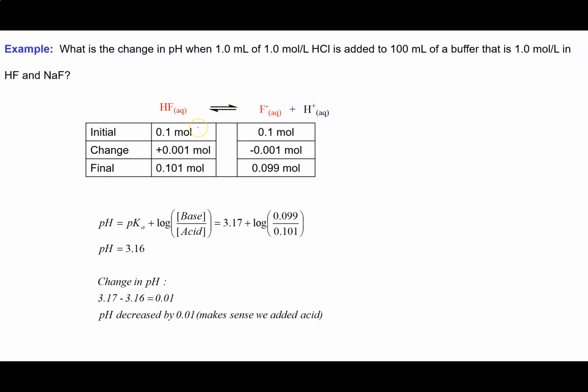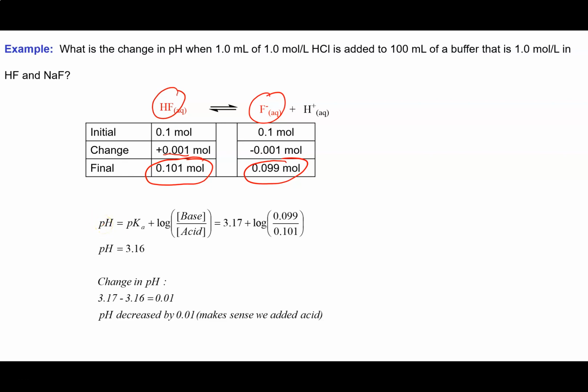So I'm going to do some math here. I started with 0.1 mole of HF and 0.1 mole of fluoride ion. I added 0.001 moles of HCl, which makes the HF go up by 0.001 mole and makes the F minus go down by 0.001 mole. So here I am at the end, and those amounts would have been dissolved in a total volume of 101 milliliters. Now, I don't have to worry about dividing through by 101 milliliters. I'm just going to put the moles directly into the Henderson-Hasselbalch.